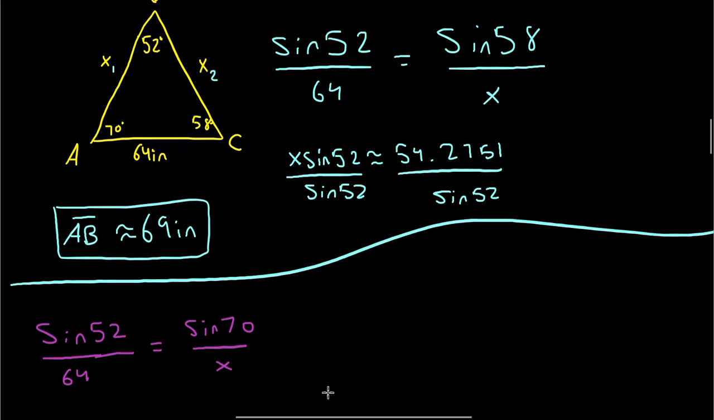Let's just draw our triangle again so we can have more space, and make it look a little nicer. We have 69 inches, we have 64 inches, and we have this as x. This is 70, we have 52, and we have 58.